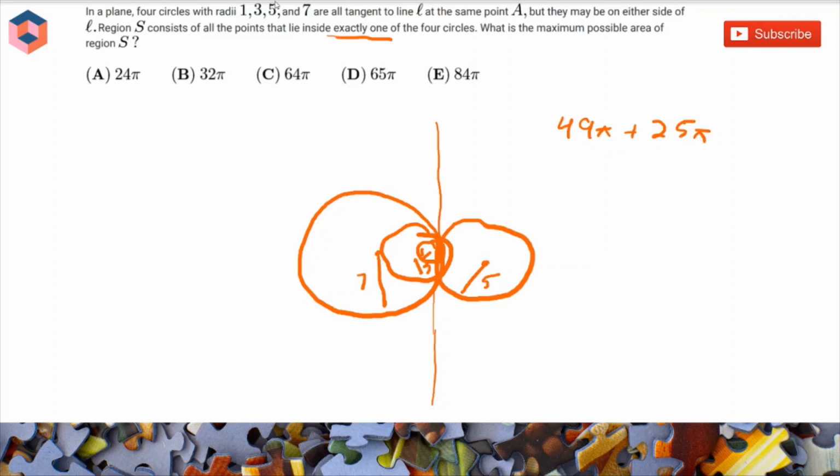But now we subtract 9 pi, but we don't have to subtract that 1 pi since it's already included in this 9 pi. And you could also have this 3 and 1 circle inside the 5 unit radius circle, but we decide it doesn't really matter. So we have 49 plus 25 minus 9, which is 40 plus 25, or 65 pi. Now, if anything confuses you about this problem, you might need to review a bit about tangency and finding the area of circles.